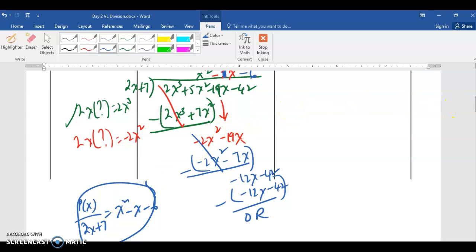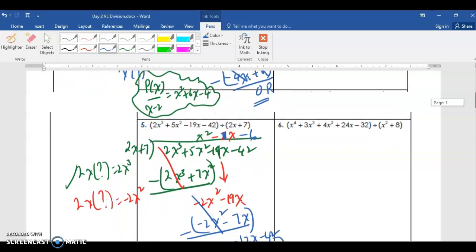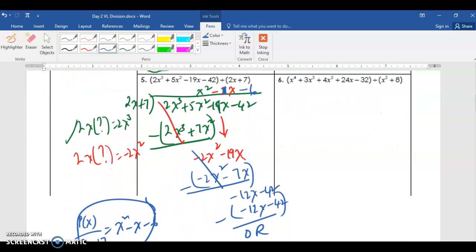Okay. So what if there is a divisor which is a polynomial that is other than a linear function? Same thing. That's the beauty of long division. Long division allows you to have any divisor, unlike synthetic division. So let's look at this one. But here if you see there is a missing term. So we have to supply that with the 0.